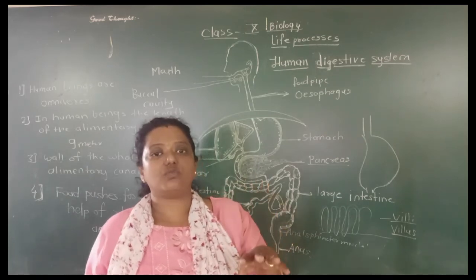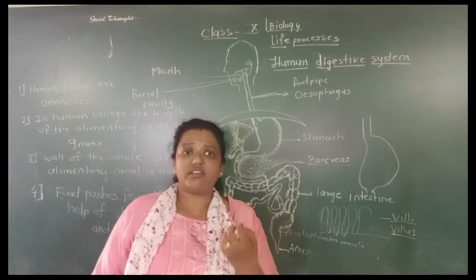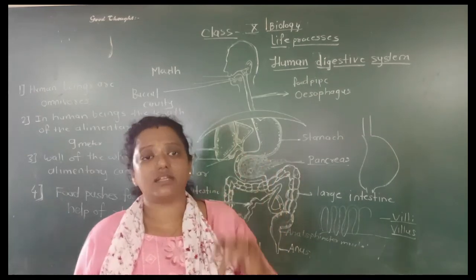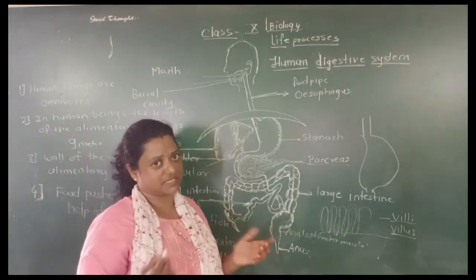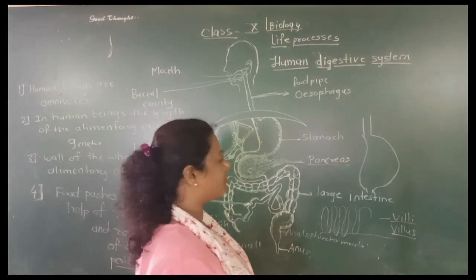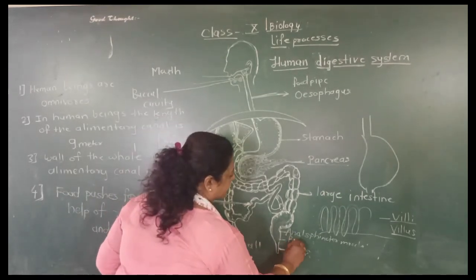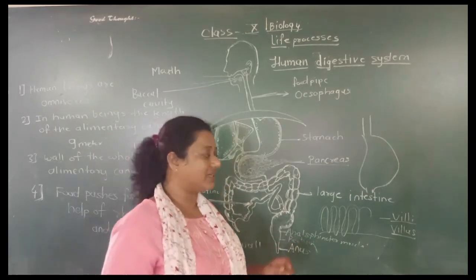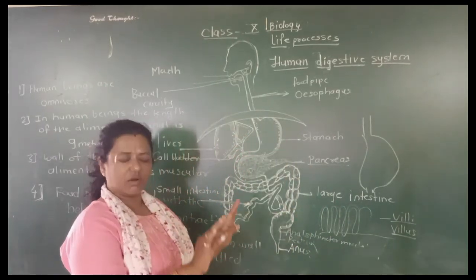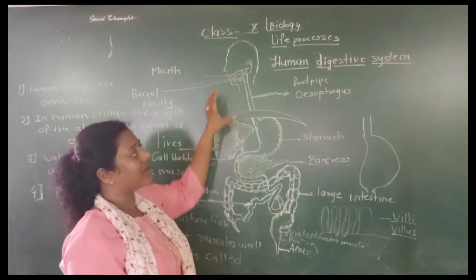So, the anal sphincter muscle allows the exit of the fecal matter. Whenever we feel the urge, we can control it, and that control is done by the anal sphincter muscle. After that, the undigested part has now turned into fecal matter. It is stored temporarily in the rectum, and then at the time of getting rid of it through the anus, the undigested fecal matter goes out. So this is all about the human digestive system.